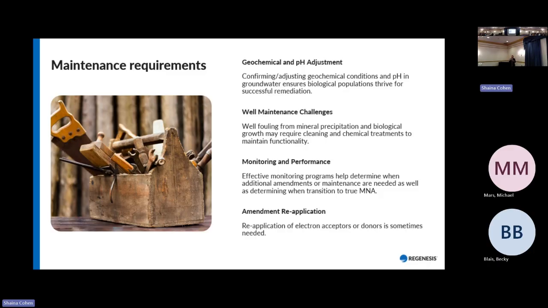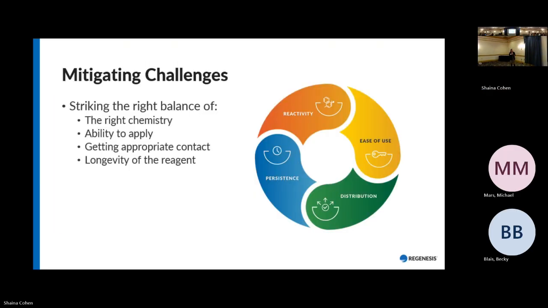Is this design intended to be one application every 3 years for the next 10 years or something, or is this really intended to be a single application event? And it's always going to be a matter of striking the right balance. Certainly choosing the right reagent that is going to be reactive with the contaminants of concern is, in my opinion, like step 0, right? If you don't have that, then you have nothing. And that's usually pretty easy to diagnose on the front end, whether you're choosing something that's chemically compatible with the contaminants that you're trying to address.